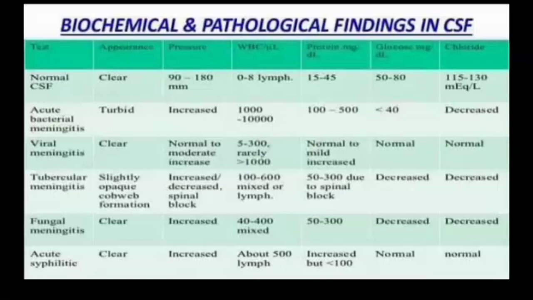That's why it is the same as acute bacterial meningitis. Then acute syphilitic meningitis. Here again the appearance will be clear, the pressure will be increased, WBC count around 500, then protein is less than 100, glucose is normal, and the chloride also normal. So you just study what is the difference between bacterial meningitis and viral meningitis. That is important.